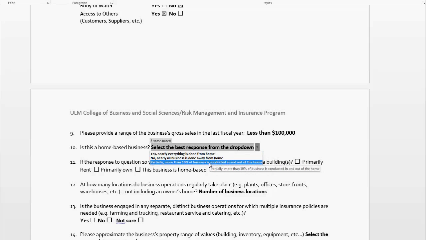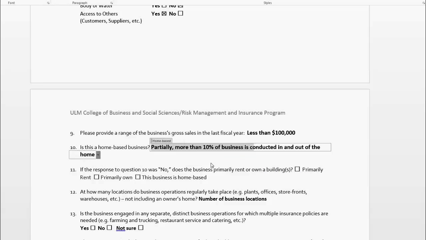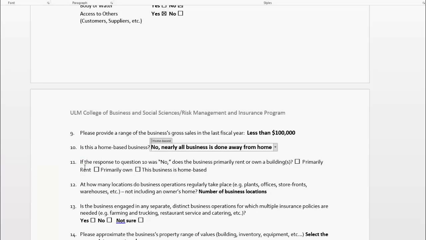But if even 10% of the business is actually conducted out of the home, then you would click this one. And on the other hand, you might say no, nearly all business is done away from home. If just a few percent of the business owner's time is spent in the home, maybe calling customers, then it wouldn't be considered even a partially home-based business. It would be no. Nearly all business is done away from the home.